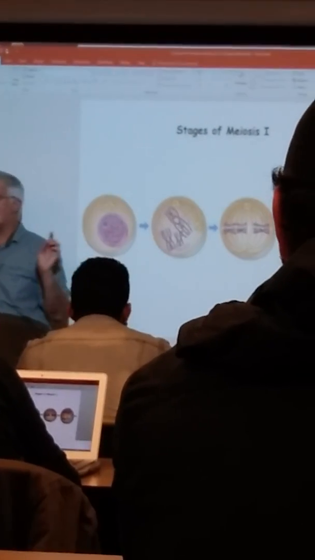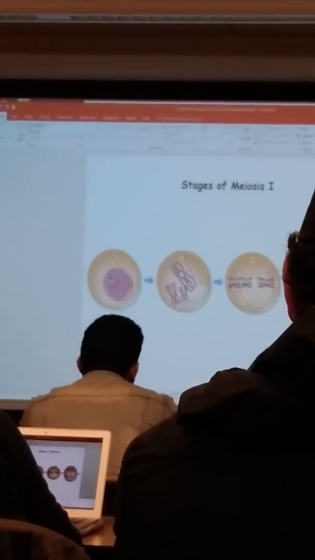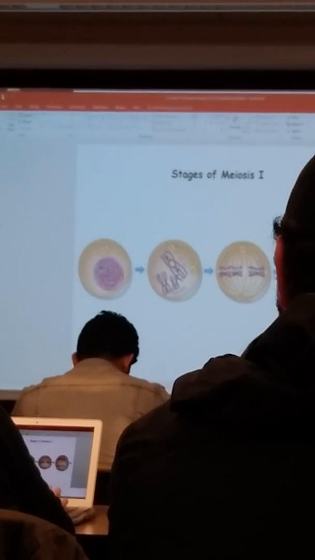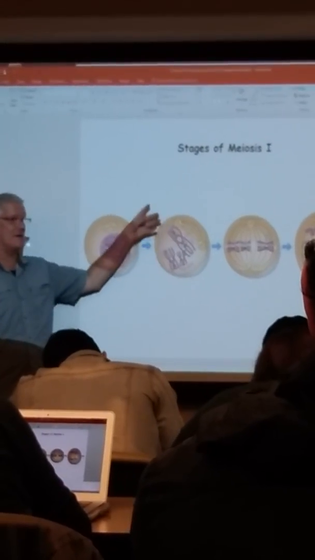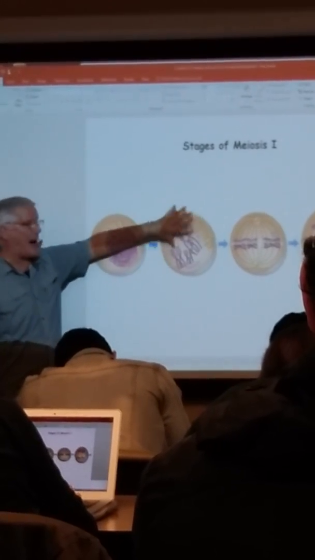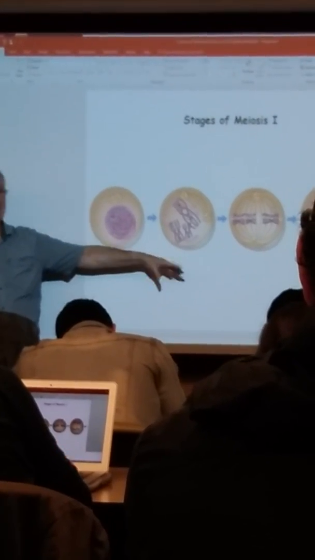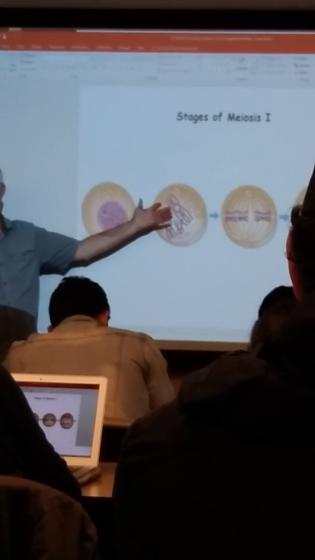Now, just like in mitosis, we need to condense the DNA, right, to make chromosomes. We need to move our centrosomes to opposite sides of the cell. That's the same. And we have to get rid of the nucleus. Nothing different.